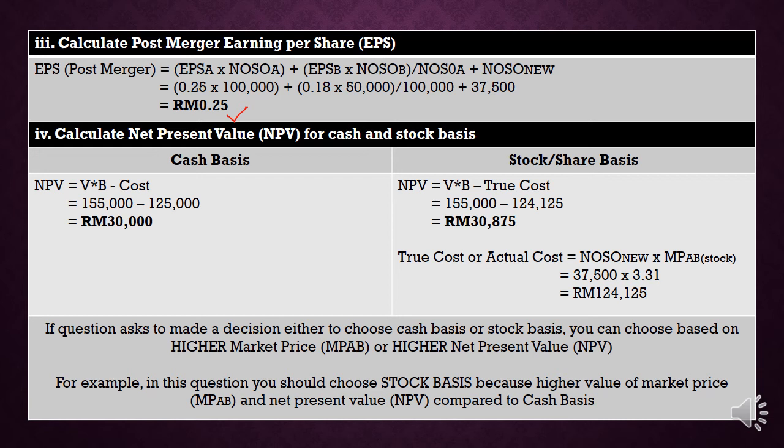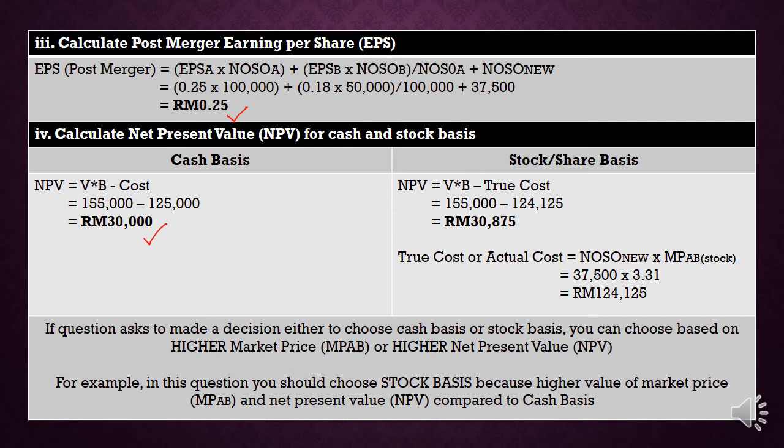And the last question, which is question number 4, to calculate net present value, which is NPV, for cash and also stock basis. So for cash basis, based on the formula NPV under the cash basis, the formula is equal to V star B minus the cost. So the value of V star B is 155,000 minus the cost 125,000. So you will get the answer for NPV cash equals to RM 30,000.